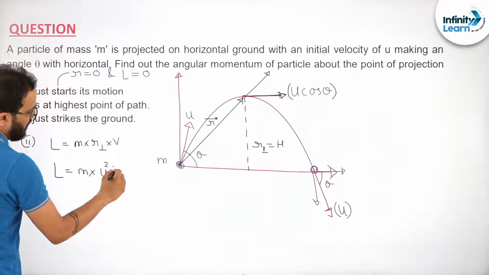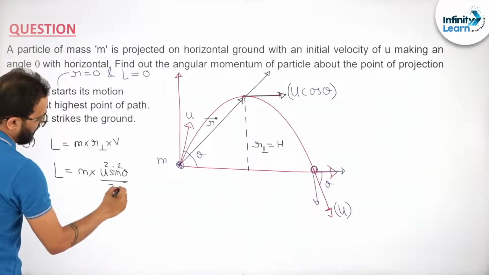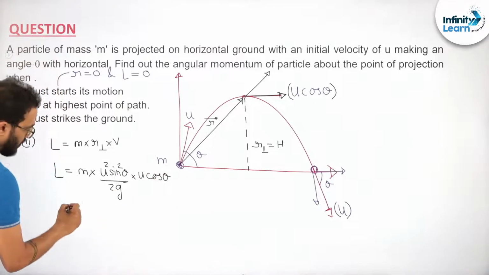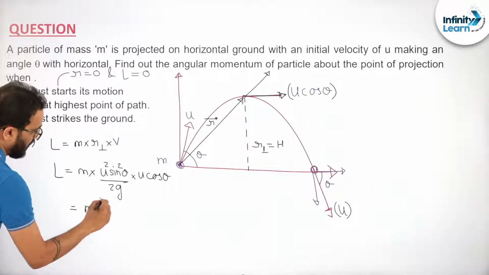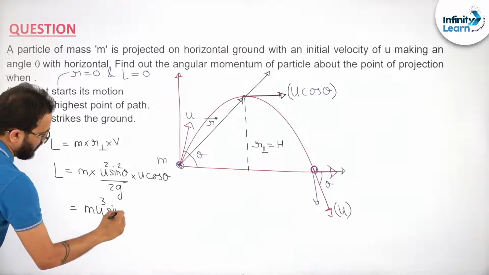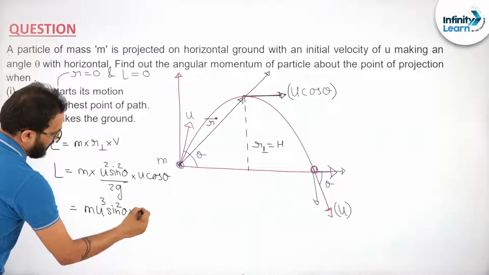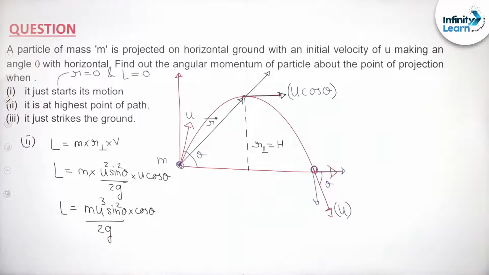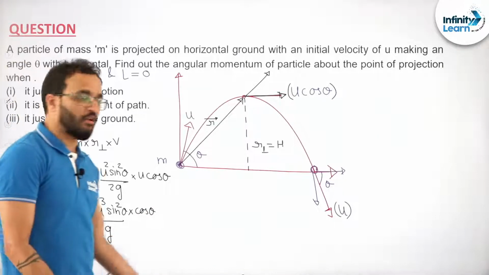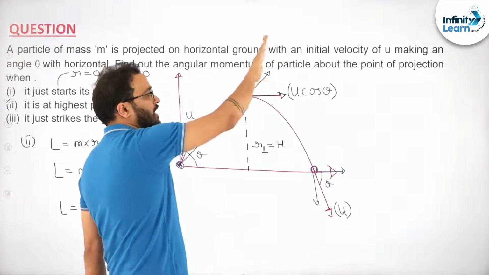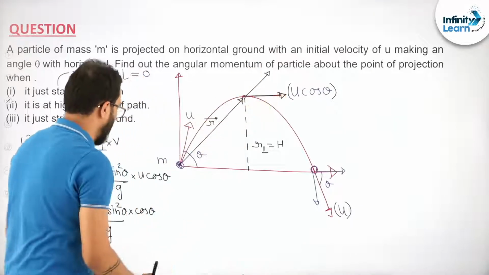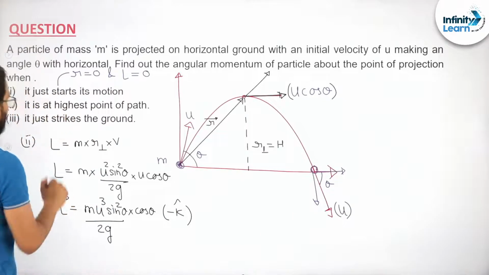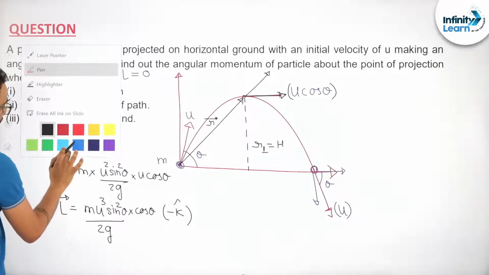u squared sine squared theta by 2g into u cos theta. So it will be m u cube sine squared theta into cos theta by 2g. This is L. And if you want to give it direction, that is also very simple. This is the direction of vector r, r cross v, where it is going inside. So it will be minus k cap. Got it? Yes or no?